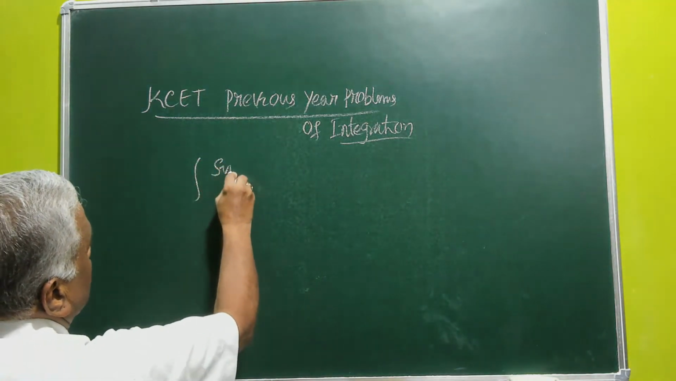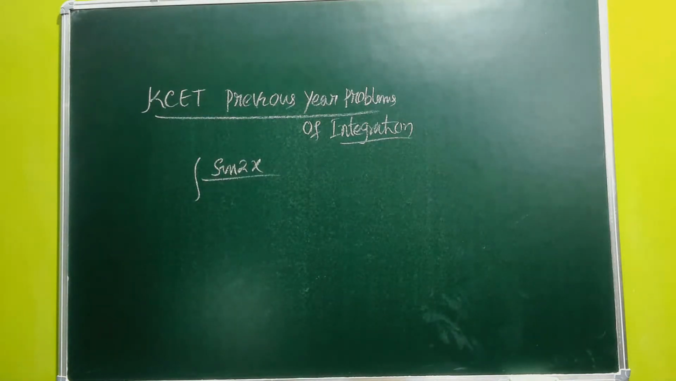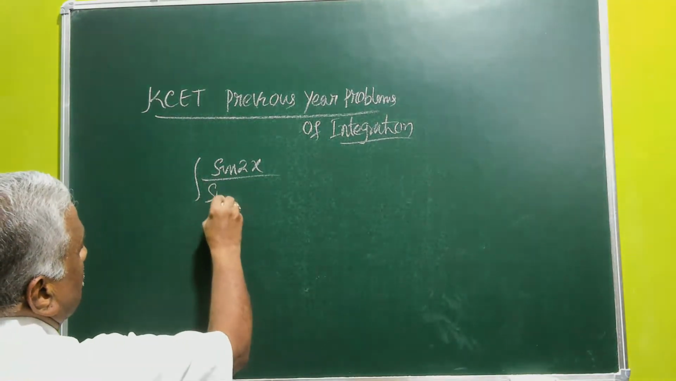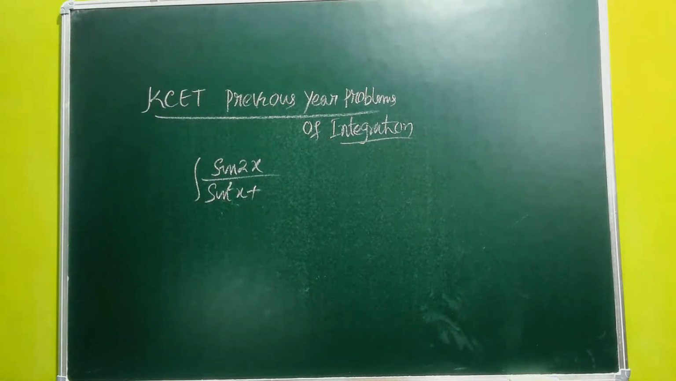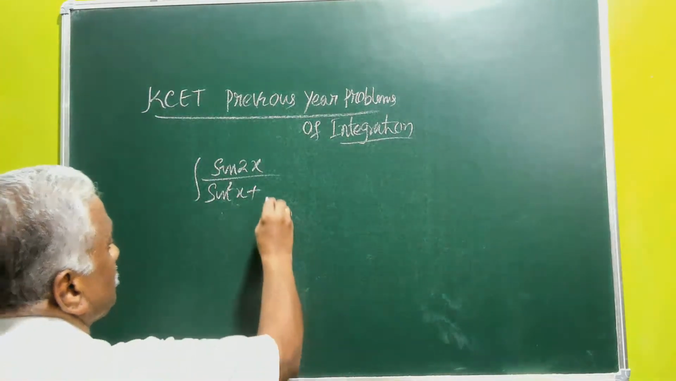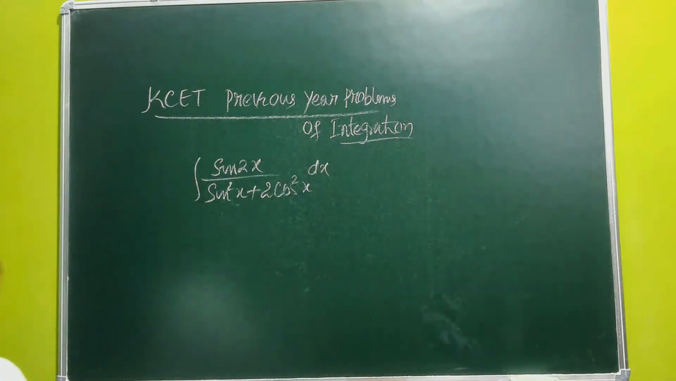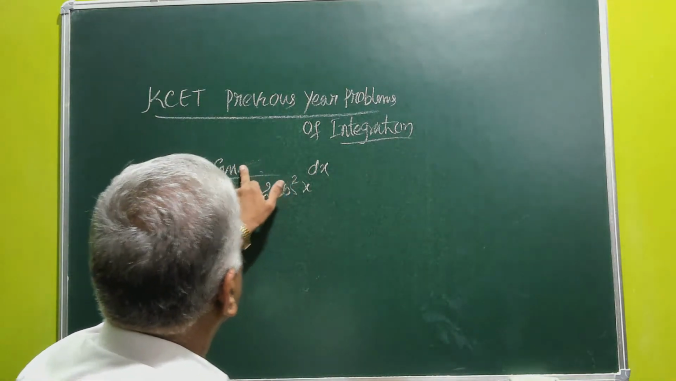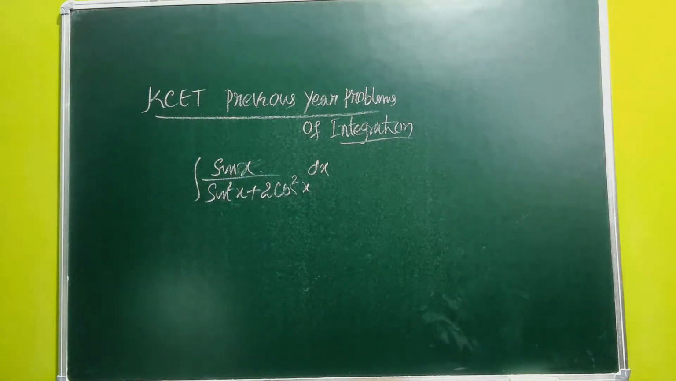Integral sin 2x divided by sin square x plus 2 cos square x. No, this is sin x, not sin 2x. Sin x over sin square x plus 2 cos square x. How to work this problem?